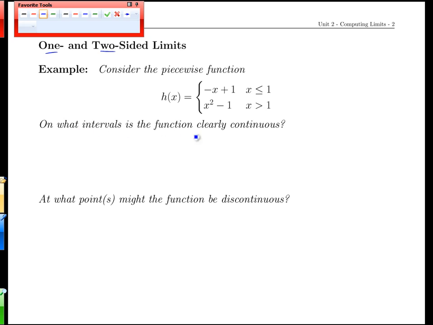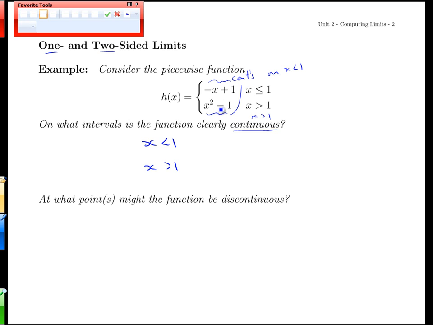On what intervals is the function clearly continuous? Well, if x is less than 1, then this function here applies, and it's continuous by itself on x less than 1. So for x less than 1, we have a nice linear function. That's definitely continuous. Same thing here for x greater than 1. This function is clearly continuous.